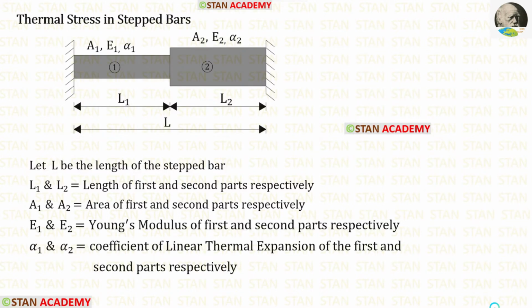Now we are going to derive the formulas for the thermal stress in the stepped bars. Let us consider a stepped bar having two parts, part 1 and part 2. Let L be the length of the stepped bar. L1 and L2 are length of the first and second parts. E1 and E2 are the Young's modulus of the first and second parts respectively. Alpha 1 and alpha 2 are the coefficient of linear thermal expansion of the first and second parts respectively.